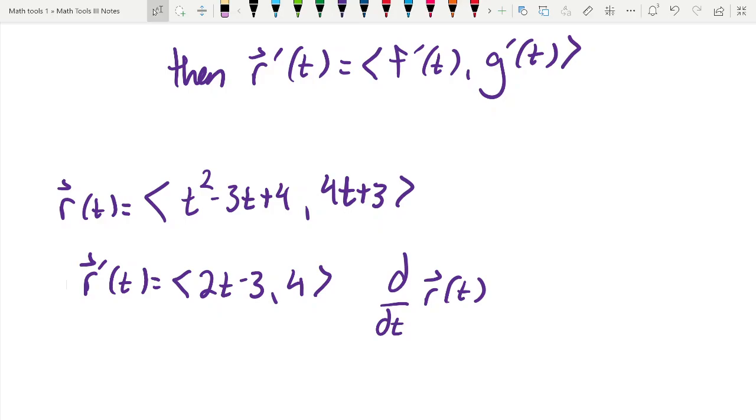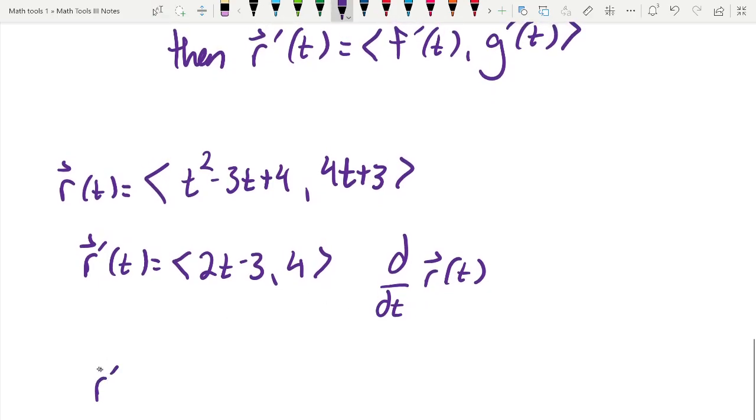So the meaning of the derivative will be a bit different here because we're looking at how does x change and how does y change as t changes, right? Since we're differentiating with respect to t. So for example, if we had r prime of, say 1, this would be equal to negative 1, 4. So this is basically telling us that the instantaneous change of the x value when t is equal to 1 with respect to time is negative 1. It's going down 1. And the y value is going up by 4.